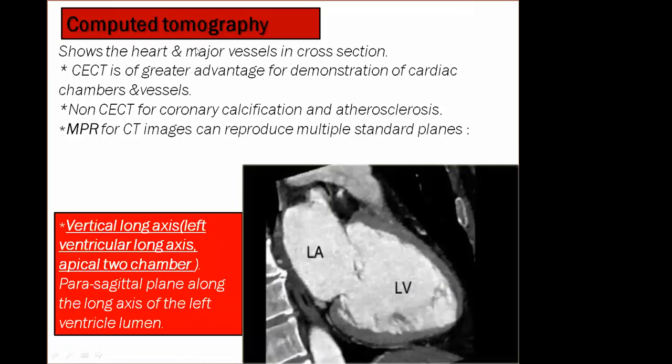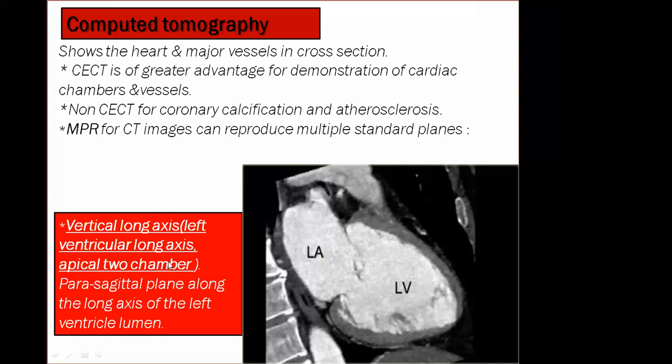Computed tomography shows the heart and major vessels, with greater advantage for demonstration of cardiac chambers and vessels. Non-contrast CT is used for calcification and atherosclerosis. The multiplanar reformation of CT images can reproduce multiple standard planes. So the first one is the vertical long axis, the left ventricular long axis, two-chamber apical view.